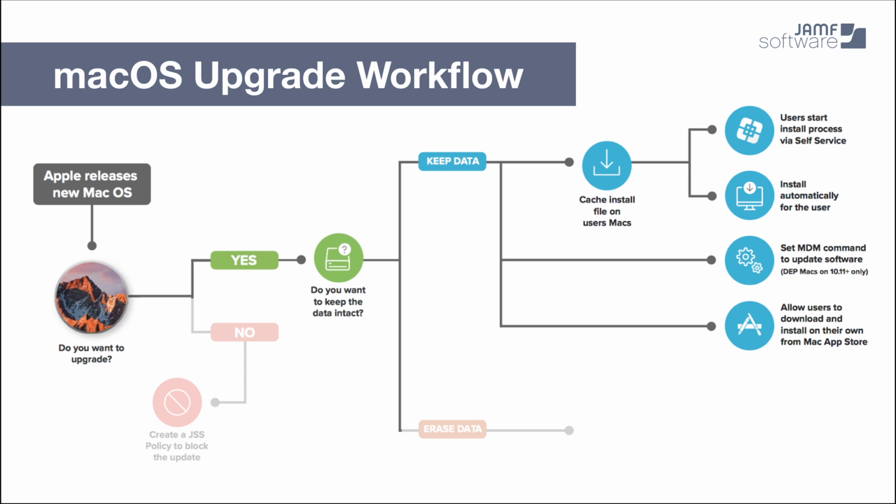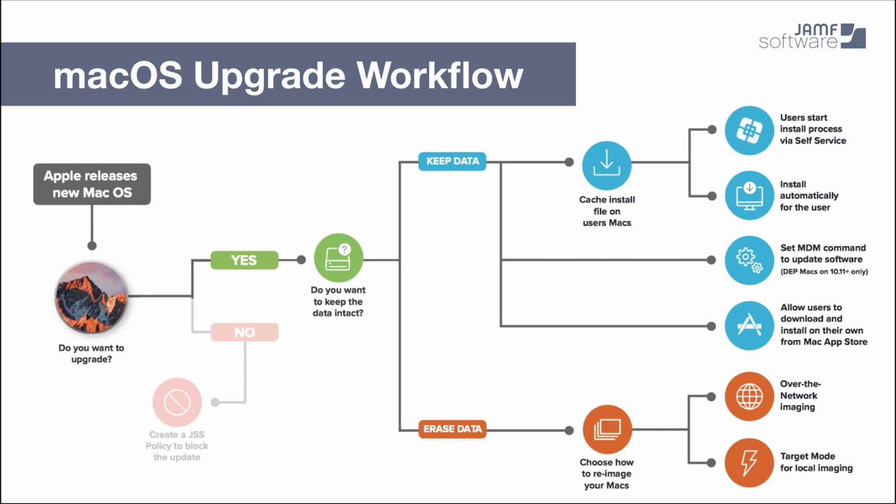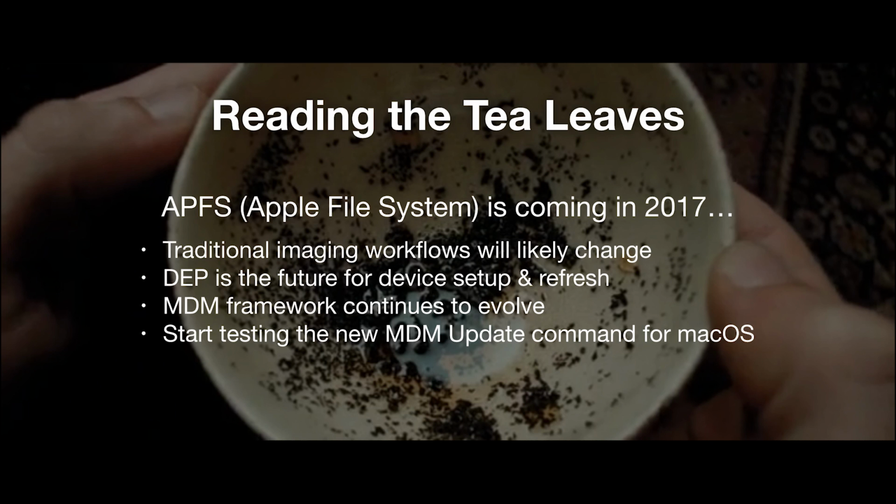Now, if I'm okay erasing the data, I'm probably looking at imaging my Macs. And imaging, there's a few different ways to do so. You can either do it over the network using NetBoot, or you can use target mode for local imaging here. But before we dive into imaging, I want to just touch on an important topic, and that is kind of what's changing.